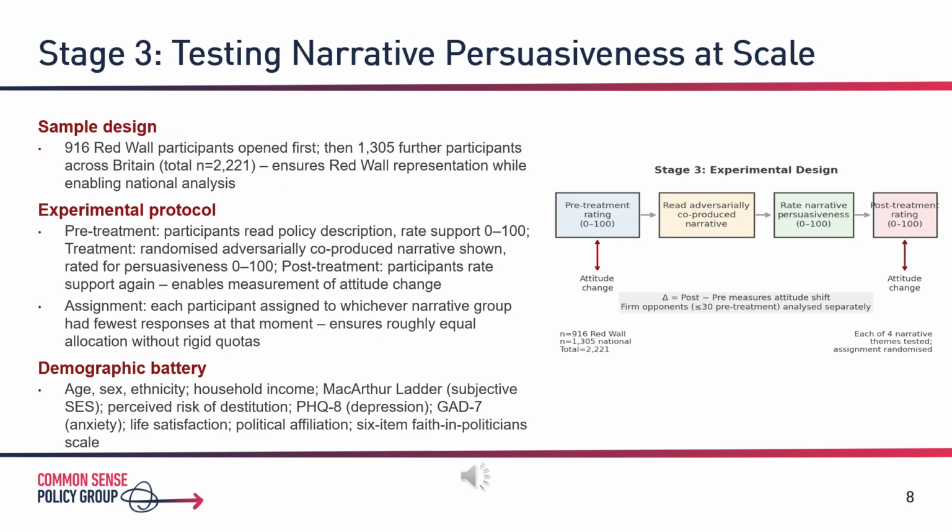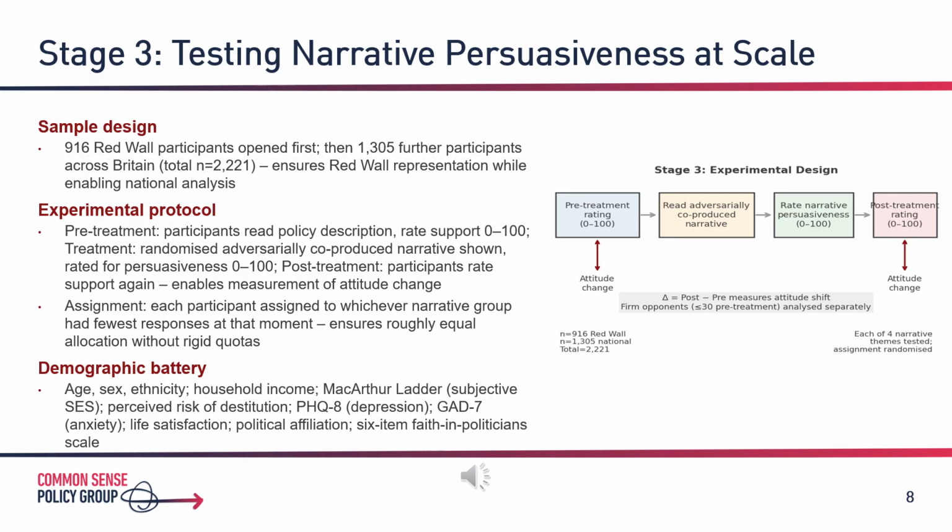Stage 3 is a standard pre-post treatment survey with random assignment to narrative condition, conducted at a scale large enough to permit subgroup analysis by income, health status, political affiliation, and other characteristics that the theory predicts should moderate responsiveness to narrative treatment. The pre-treatment measurement of support is essential for two reasons. First, it establishes baseline opinion for the specific policy in question, which may differ from the screening survey if time has passed or context has changed.